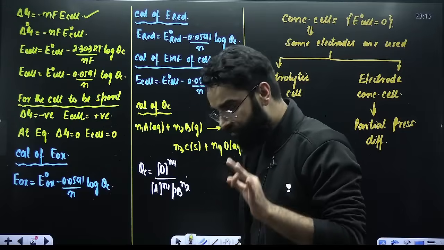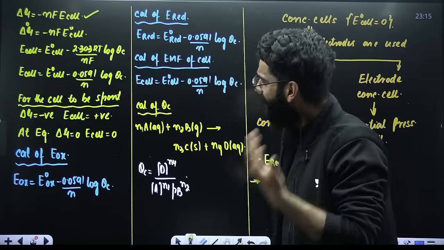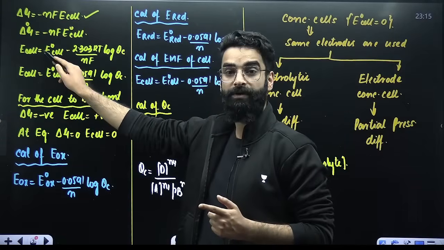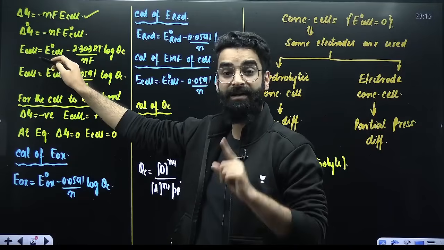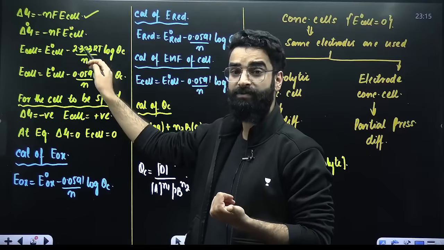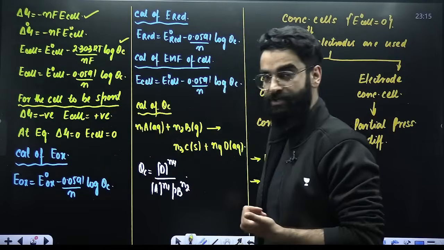Perfect. Now, the most important part of this chapter, that is the Nernst equation, right? How do we write the Nernst equation first of all? In this format: E cell is equal to E naught cell minus 2.303 RT divided by nF log Qc. Here E cell is the EMF of the cell under non-standard conditions, E naught cell is the standard EMF, and Qc is the reaction quotient, right?